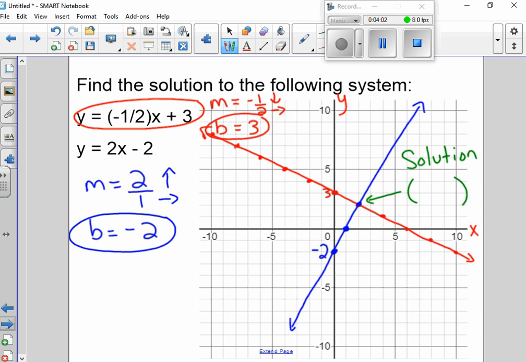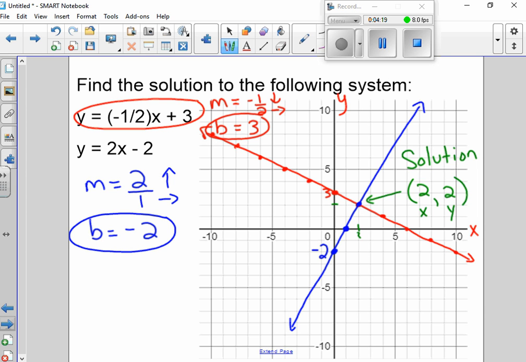When you write the solution, we need to write it as an x and a y, an ordered pair. So in this case, right here on my x-axis, I'd be at 2, and on my y-axis, I'd also be at 2. So it just happened to be that both numbers end up being the same.